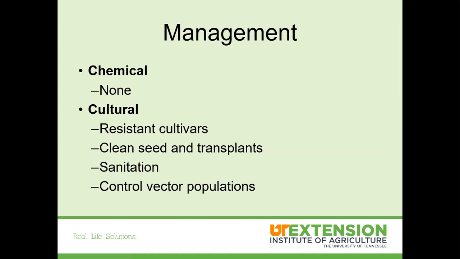So chemical controls on viruses, there are none. Your cultural controls basically are your resistant varieties. Make sure you're getting clean seed and transplant. Sanitation, remove the plants as they become infected, and then try to control those vector populations.